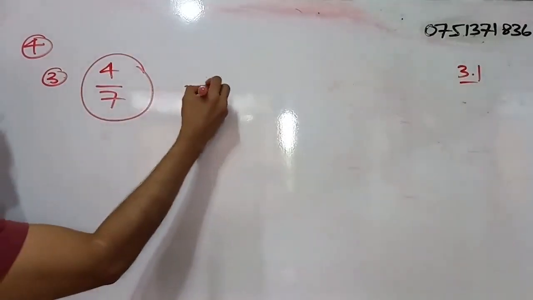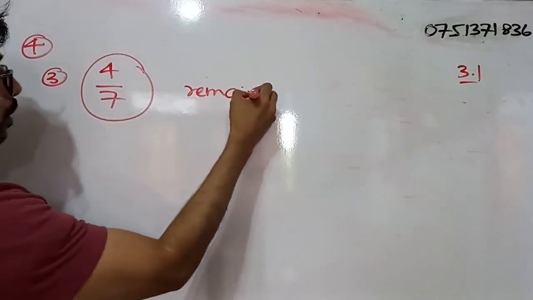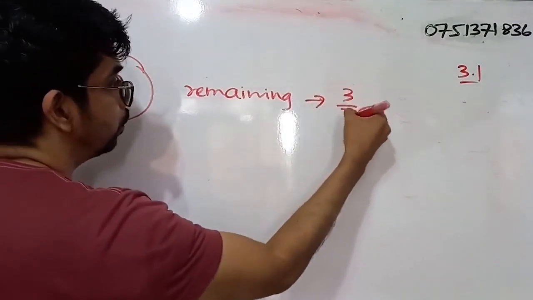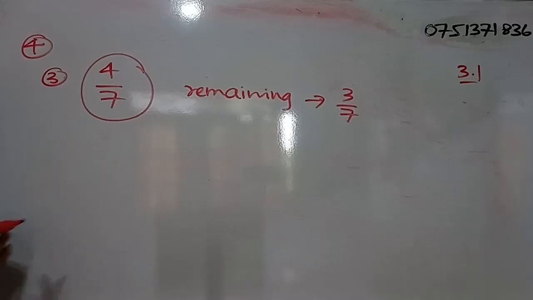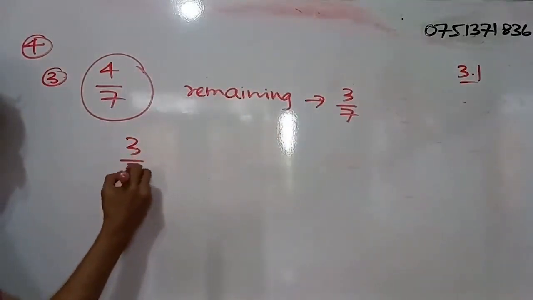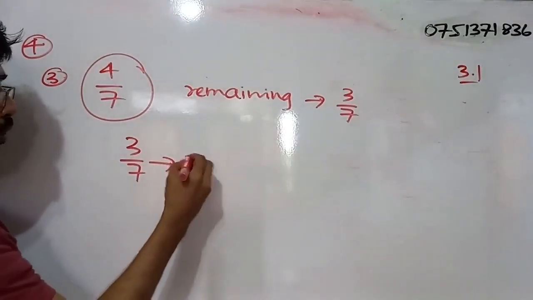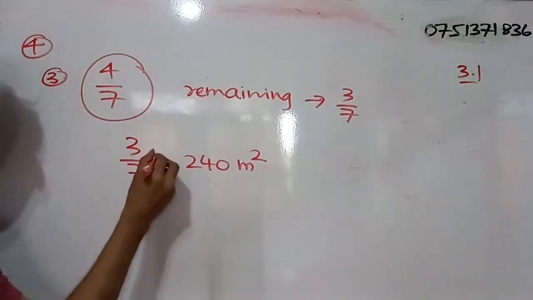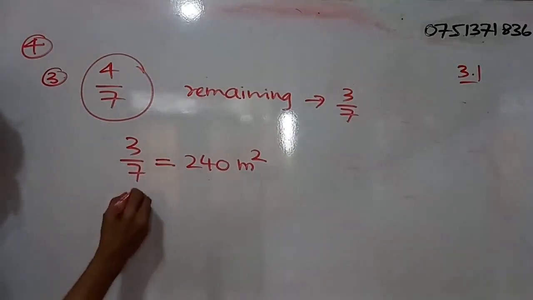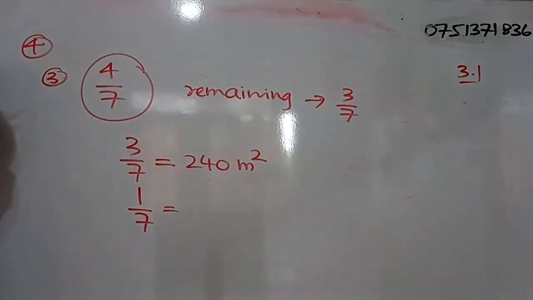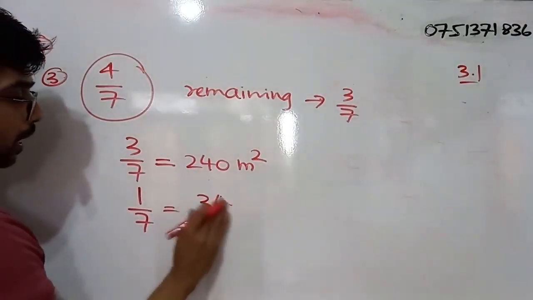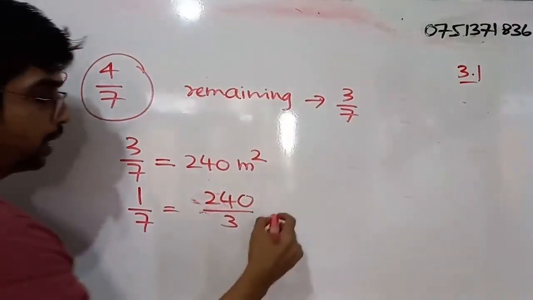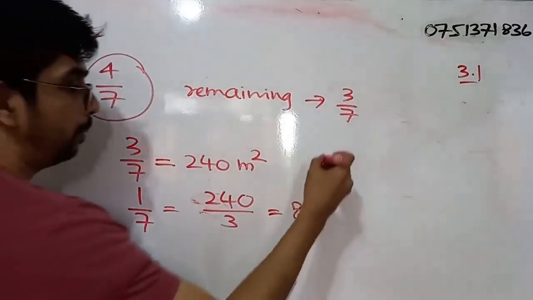So what is the remaining amount? Remaining amount as a fraction. That is what? 3 by 7. No? So actually, this is equal to 240 square meters. Right? So what is 1/7 equal to? How do we find it? We have to divide 240 by 3. So we get what? 80.